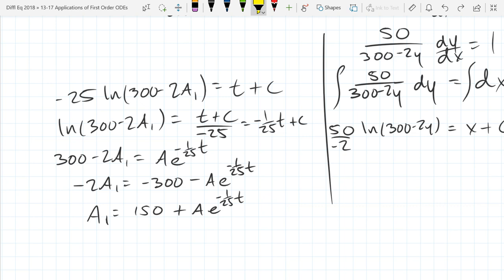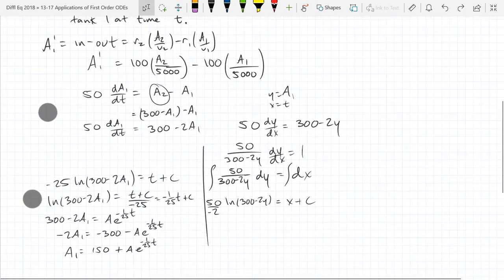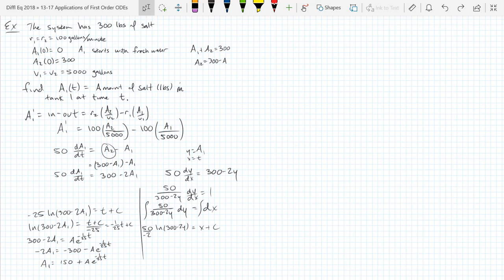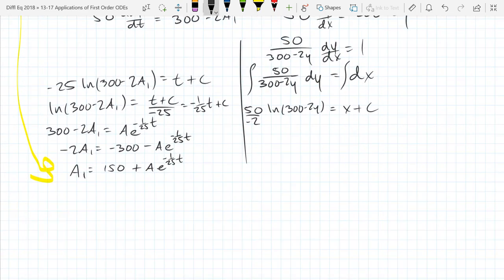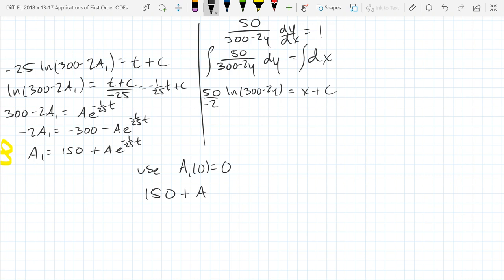All right, what is my initial condition? How do I figure out what A is? A1 of 0 is 0. So I highlighted that A1 of 0 is 0, and I'm going to use that down here now. So I have A1 of 0 is 150 plus A e to the 0 equals 0. e to the 0 is 1, so A is negative 150.